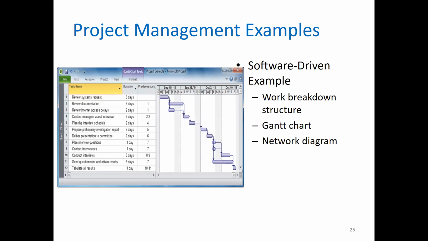Software-driven example: work breakdown structure, Gantt chart, and network diagrams. Gantt charts are often prepared in Microsoft Project. Network diagrams can also be formulated in Microsoft Project. Work breakdown structure, PERT, and CPM charts can easily be done in Microsoft Excel or Microsoft Word or other specialized firm-oriented software.